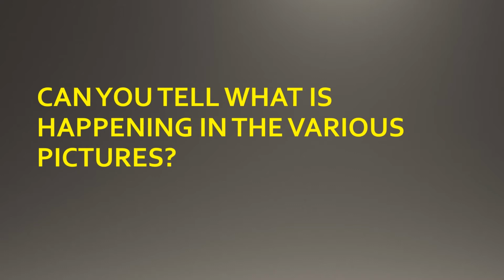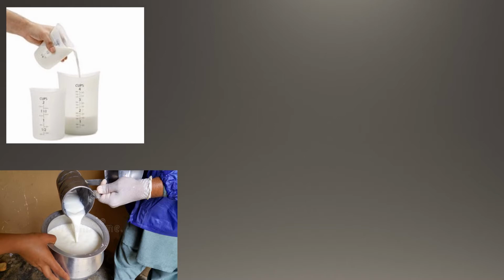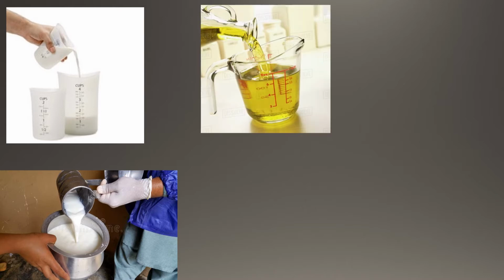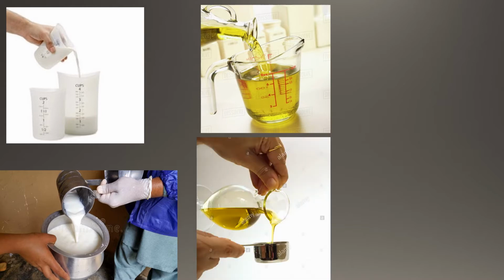To begin with, can you tell what is happening in the various pictures? You are correct. In this picture, milk is being measured. It's being poured from one container or cup into another one. Here too, milk is being measured and is being poured from a cup into a vessel. Here, oil is being measured. Here too, oil is being measured.